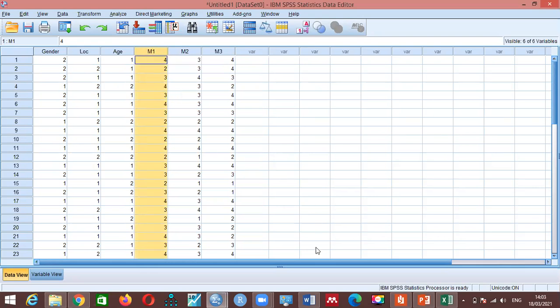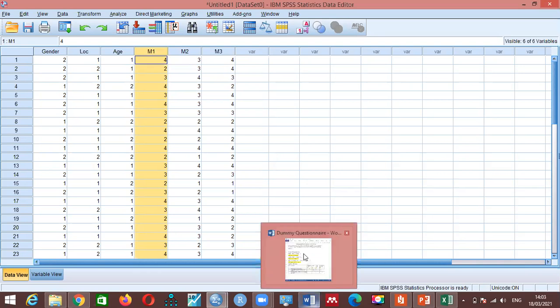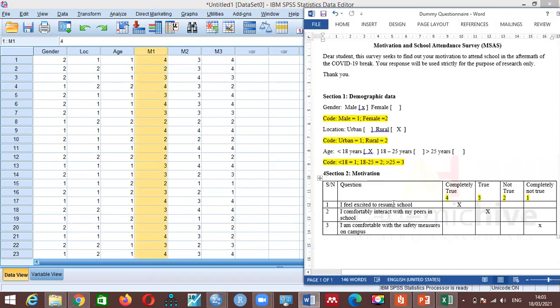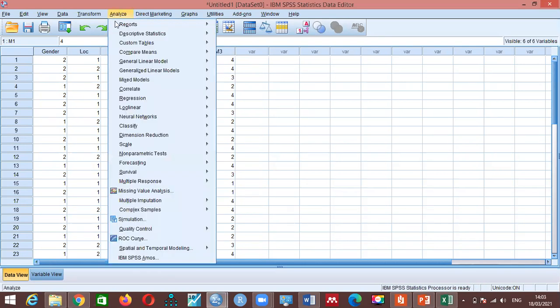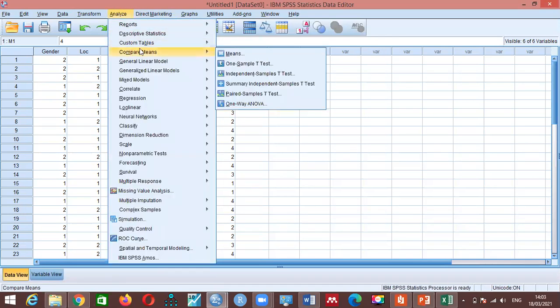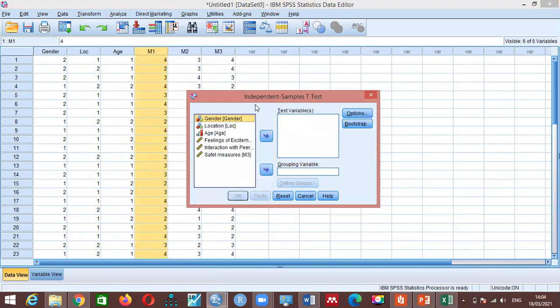Remember the M1 question was, I feel excited to resume school. So let's see if the response from male is significantly different from the response from the females. Like if there's a significant difference between the response of the two genders. Let's go to analyze, and then we go to compare means. Remember that t-test is used to make comparison. So there are two independent samples here. So I call it the independent sample t-test.